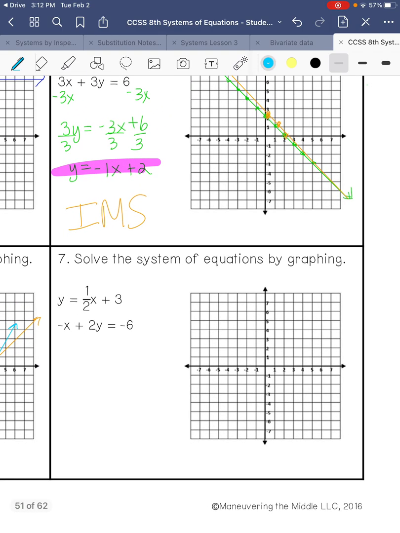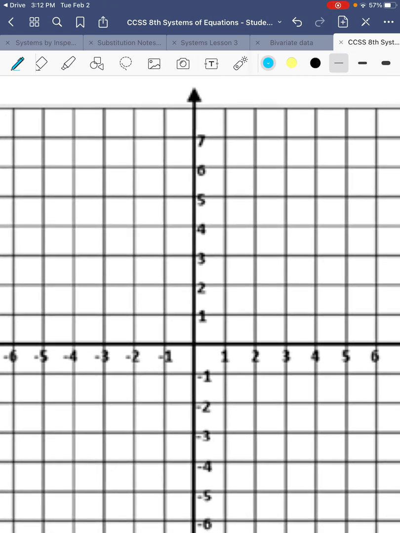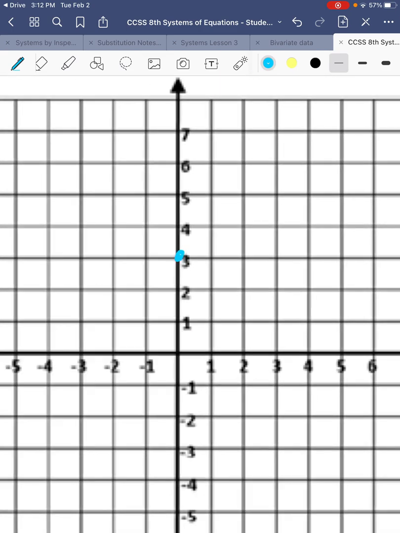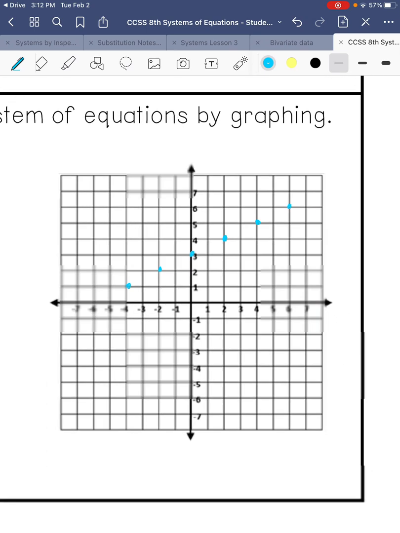All right, here's our last one. That first equation is easy to graph. I'm going to go to plus 3. And then 1/2. So I'm going to go up 1 over 2, or down. Go ahead and draw my line.